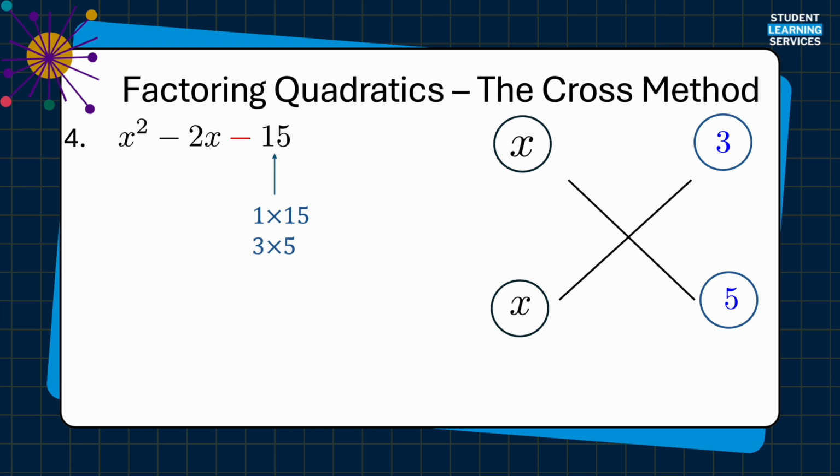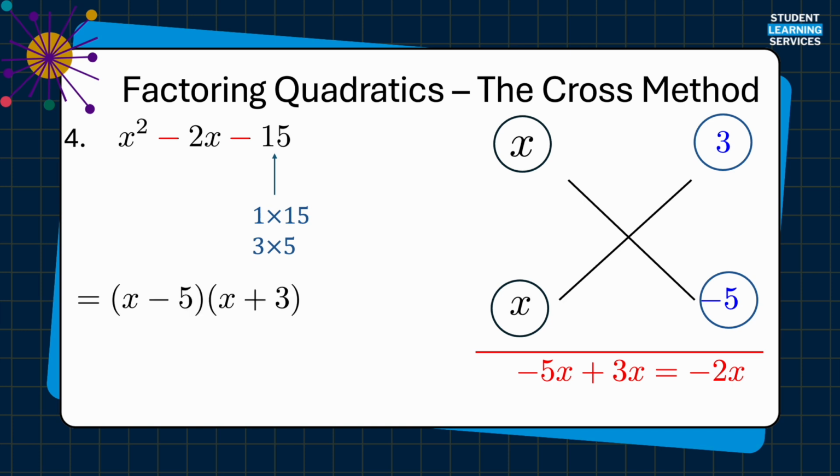But in this question, 15 is negative. We have negative 15, and we have negative 2x as our b term. Because we have negative 15, one of the numbers has to be negative. That's because negative times positive is negative, whereas positive times positive is only positive, which is not what we want. So, let's try to put a negative sign on 5. See if it works. If we cross multiply it, we will have negative 5x plus 3x equals negative 2x, which is correct. So our answer is x minus 5 times x plus 3.